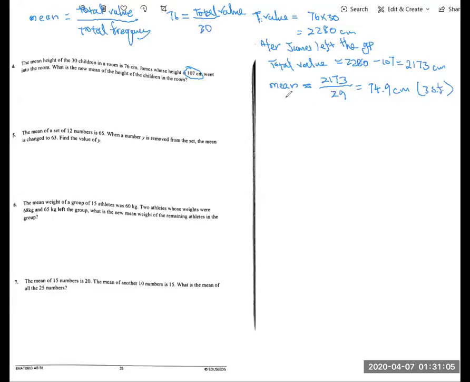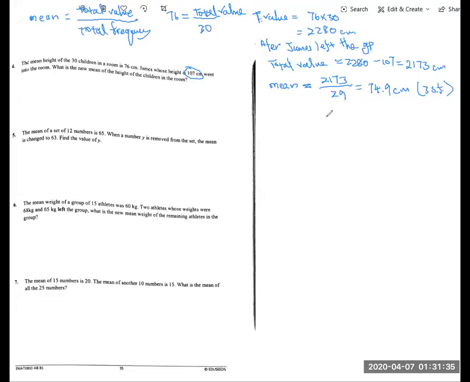Now, when you want to find the mean of the group without James, you have to take the new total value, which is 2173, and then divide by the total frequency. In this case, there were 30 students, and 1 student left, who is James, so you get 29. So you divide, you get 74.9, to 3 significant figures.